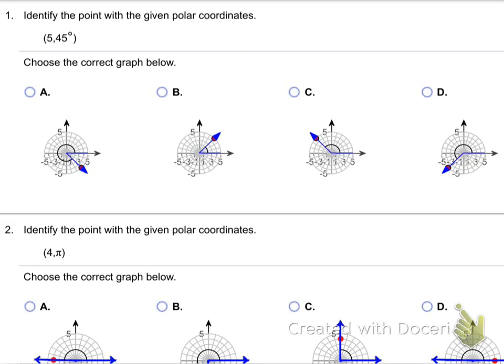And it says identify the point. Well, how does it work? So basically this is a polar coordinate point. And so what that means is this is your R and this is your theta.